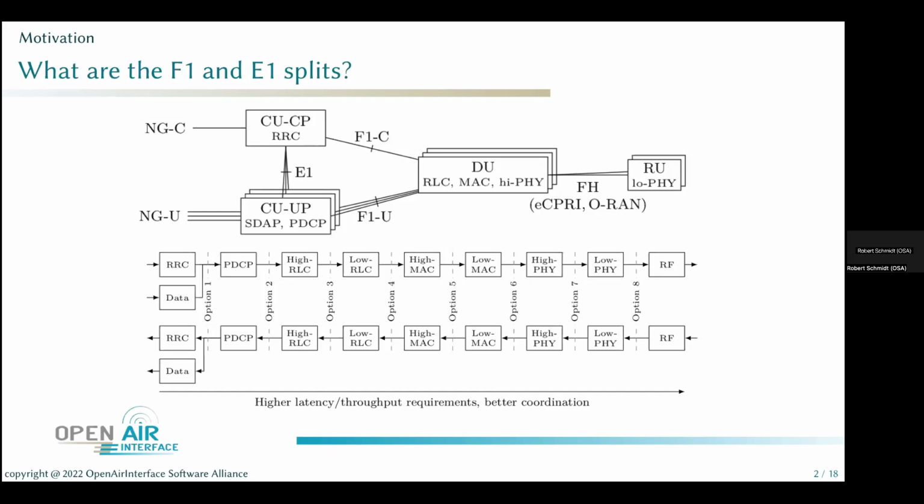So I was saying there is option 7, then there's also option 6, also known as FAPI from the Small Cell Forum. And then we can go higher and higher. At some point we have option 2, which is between the RLC and the PDCP, and option 1, which is between the PDCP and the RLC. And those two kind of translate to F1 and E1.